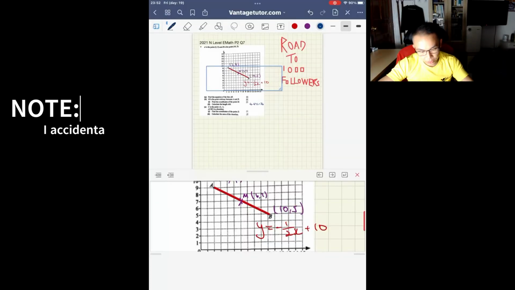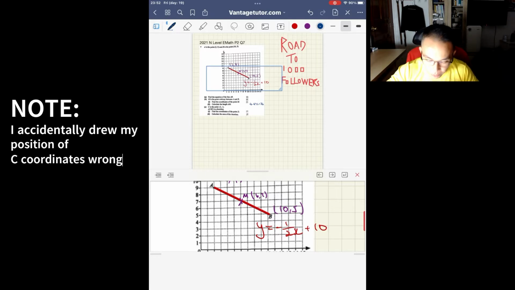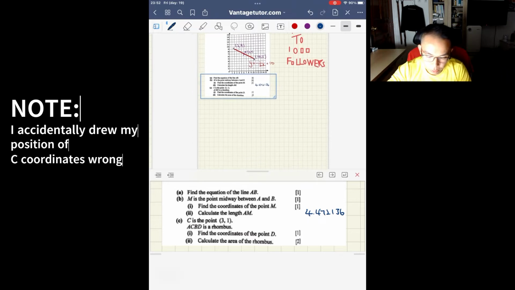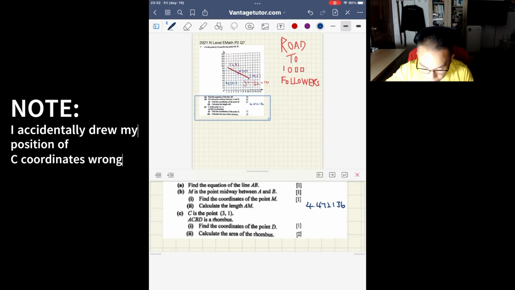Okay, last part of the question, the part where I messed up essentially. So ABCD is a rhombus, C is the point 3, 1. So let's go to the diagram. 3, 1 is right here. This is point C, 3, 1. Then what did they say? ABCD is a rhombus, find the coordinates of D.